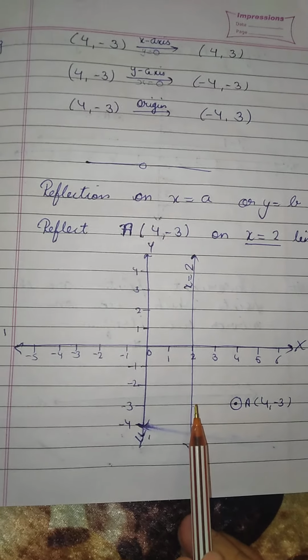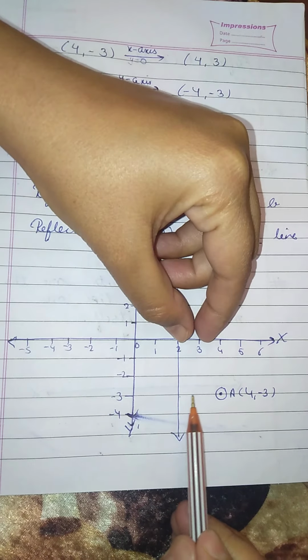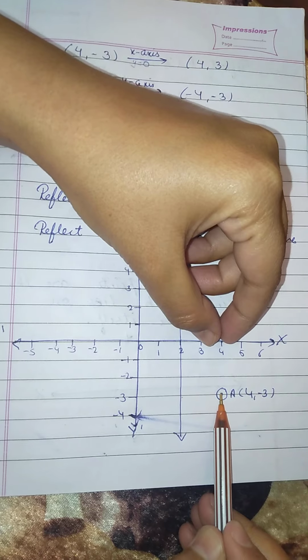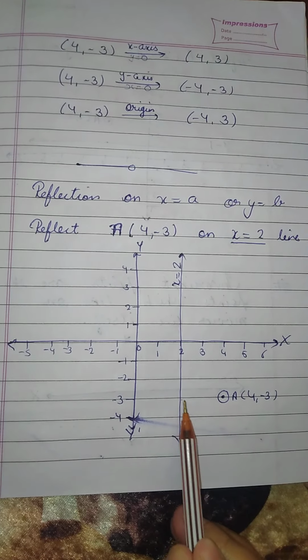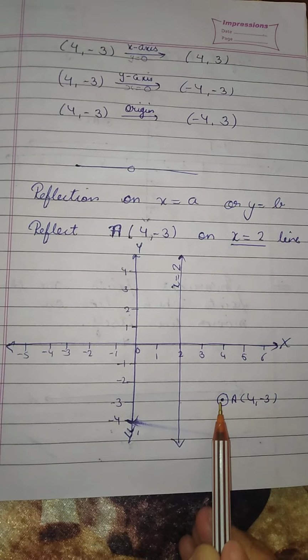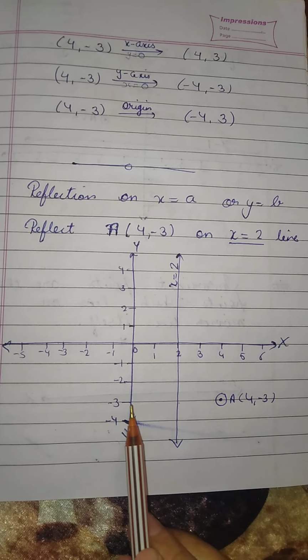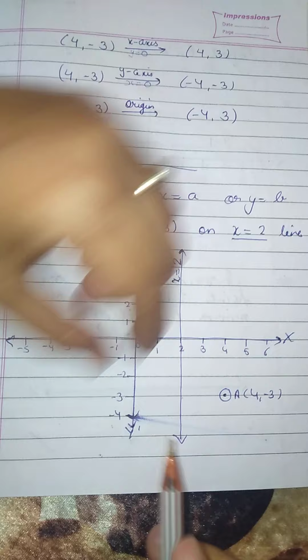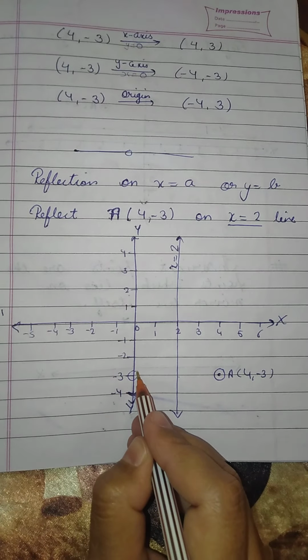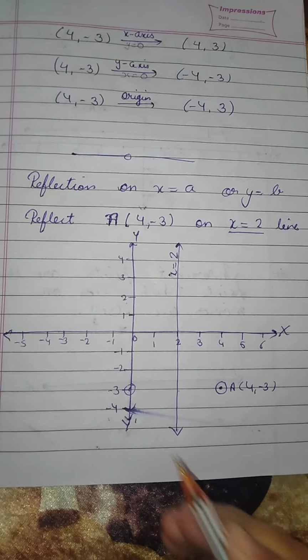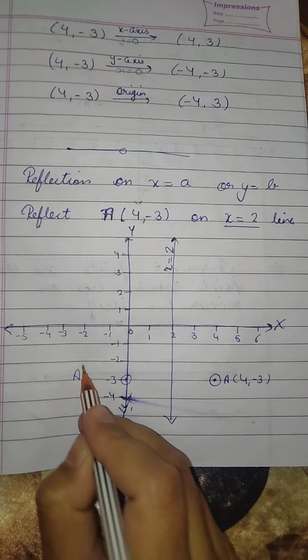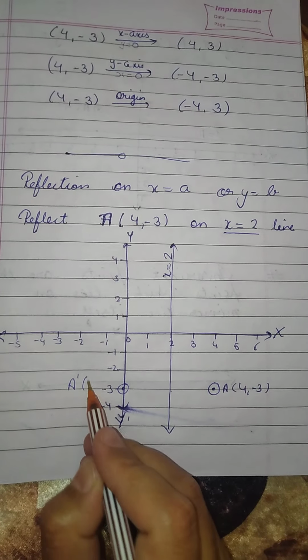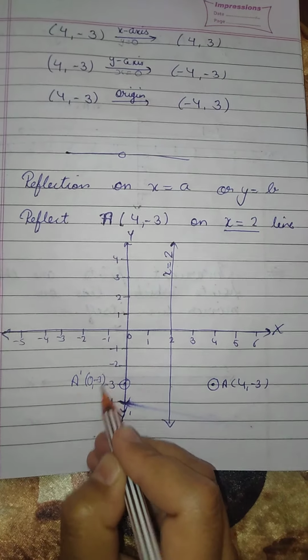Check the distance. It is 1 unit, 2 units. So my point is 2 units away from the mirror line, so its image will be seen 2 units inside. 1 unit, 2 units. Here will be the image. Let me name it A dash. The coordinates are (0, -3).